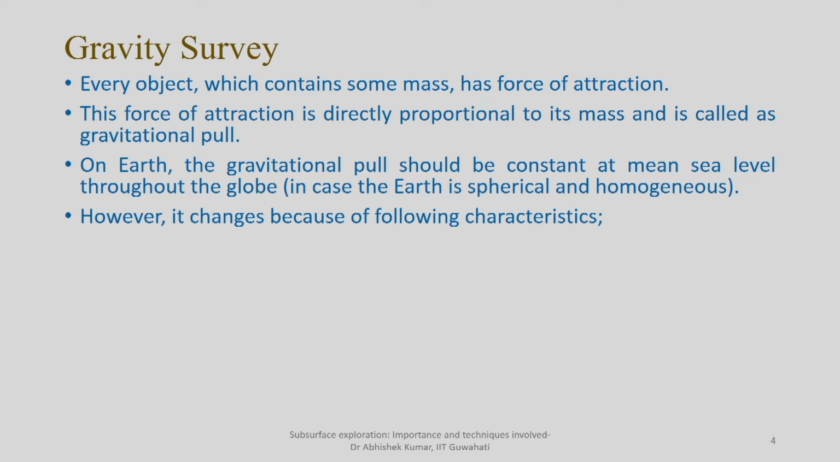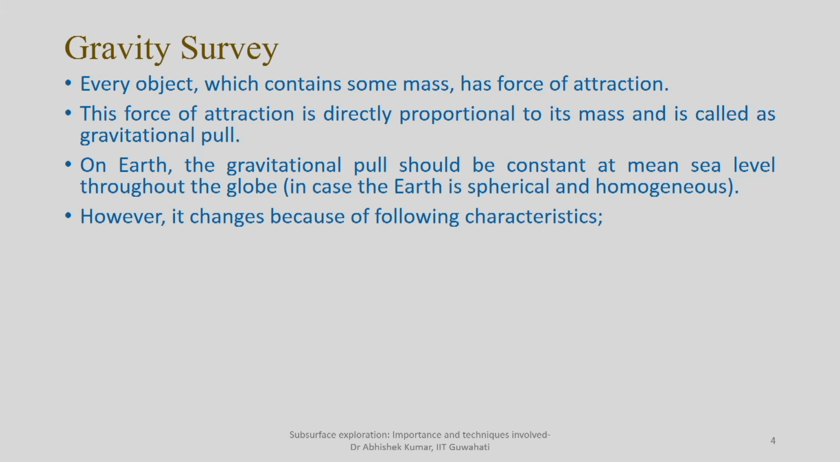So, gravity survey, we know every object which contains a mass has a force of attraction as well. This force of attraction is directly proportional to its mass and is called the gravitational pull of that particular object. It can be there for earth, it can be there for Mars, it can be there for moon, it can be there for sun, it can be there for every planet, and depending upon the size and the mass of any object, the gravitational pull may change from one object to another object.